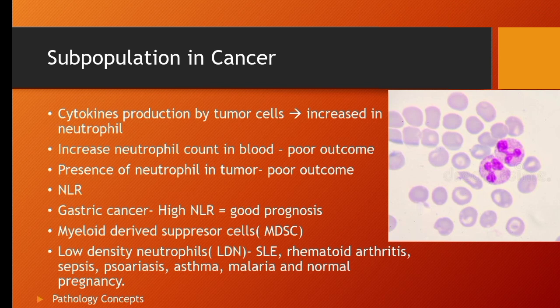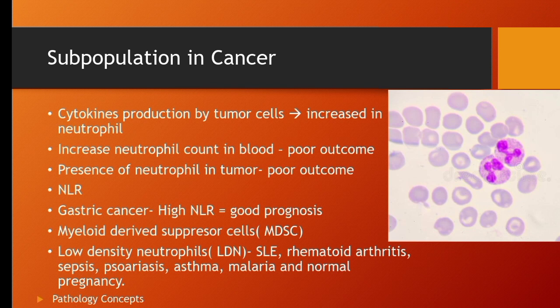Myeloid derived suppressor cells, MDSC. Increase in the immature myeloid cells is seen in some types of cancers along with the increase in the neutrophil. These immature cells are at the various stages of maturation and differentiation and they accumulate in the spleen and present the immunosuppressive phenotypes. So they are named as myeloid derived suppressor cells, MDSC.